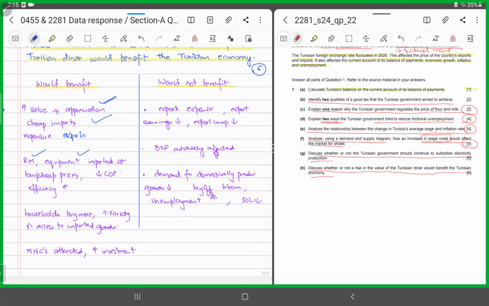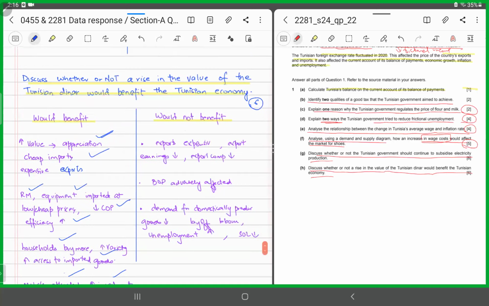And when the cost of production would fall, it might be passing on lower priced goods to people. And households will then be able to buy more imported goods. They will enjoy more imported goods and services. So they would have a wide variety of goods and they would have access to more imported goods, which previously might not have been possible since imports were expensive, but now they're not. MNCs might also be attracted because the cost of production would fall and they might be more inclined towards investment in your country. However, it could be that it might not benefit.